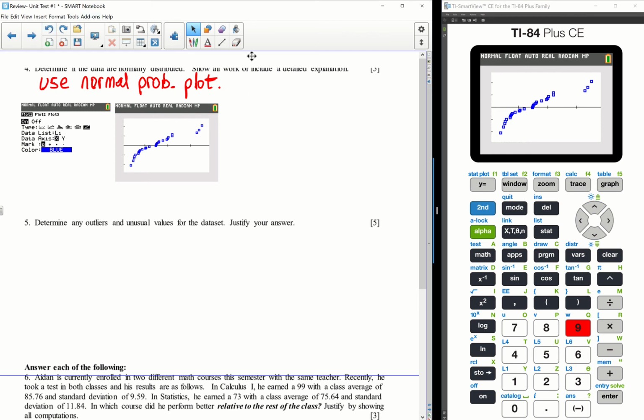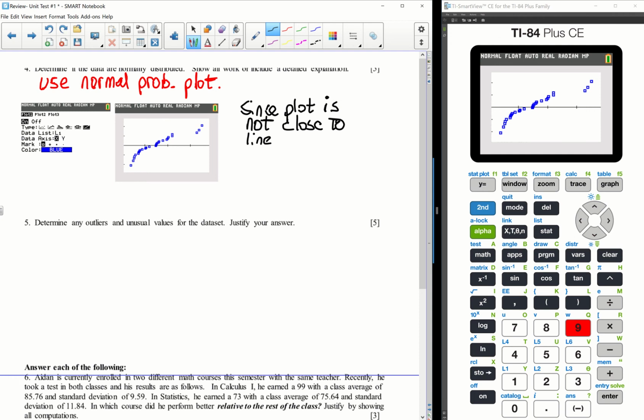So I somehow have to write this. Since plot is not close to linear, original data set not close to normal.